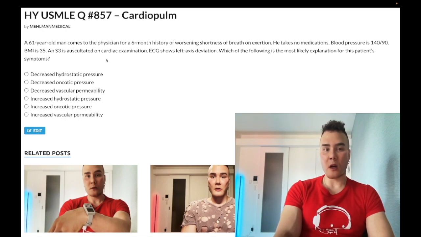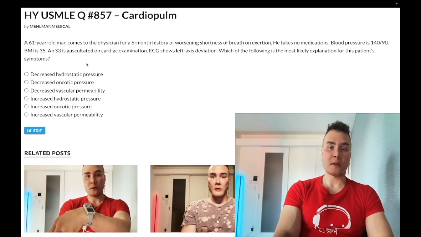S3 is auscultated on a cardiac examination. S3 means you have a dilated left ventricle. Okay, so it's from increased preload. Almost always pathologic. Okay, usually means dilated cardiomyopathy. Rarely, it can be seen in pregnancy due to the increased preload, sometimes high endurance athletes, but 99% of the time it means you have a dilated left ventricle.